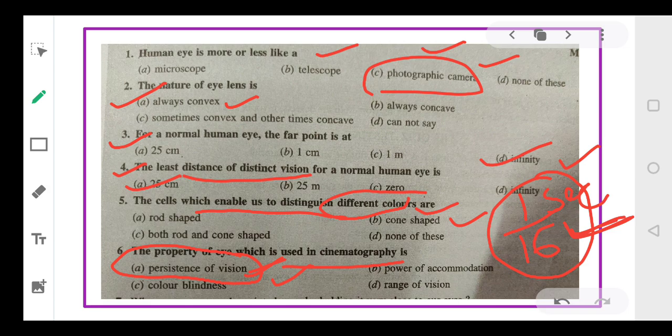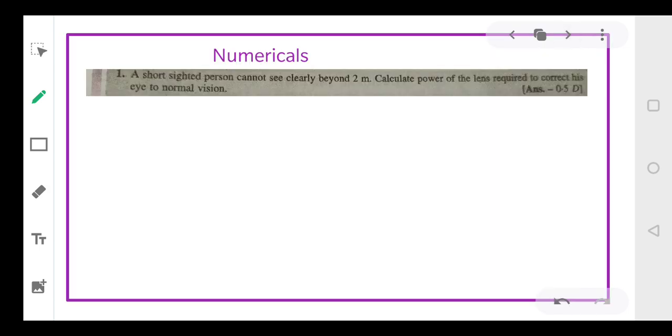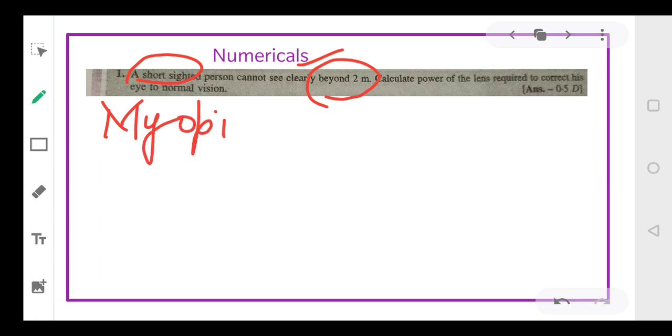Clear, everyone? Right. Now let's come to the next question. A little bit complex one, right? A short-sighted person cannot see objects beyond 2 meters. Short-sighted means the person is having myopia, because the nearby object is clearly visible but the far object will not be visible. So what is the formula in case of myopia, dear students?